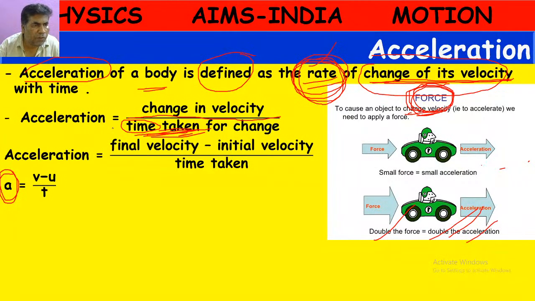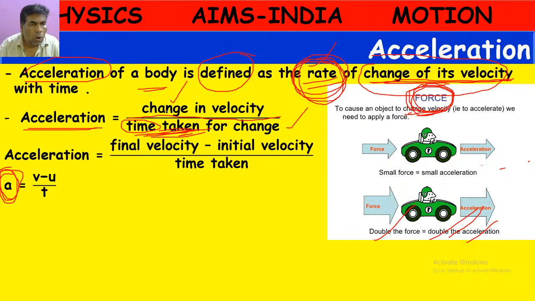So the acceleration formula is change in velocity by time taken for the change. How much change happened, and in how much time that change happened, that ratio is called acceleration. Its symbol is small a.